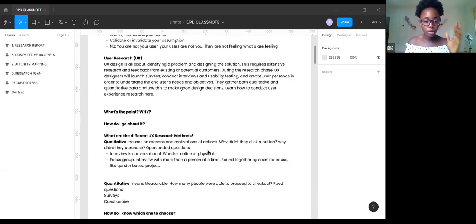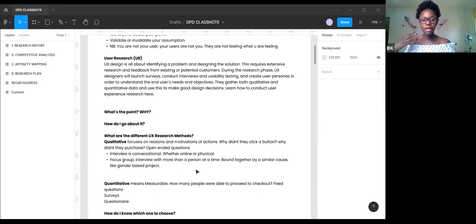That is qualitative research for you. The second one is focus group. So what's a focus group? A focus group is also like an interview, but it's not just one person. An example is if you're trying to solve a problem about gender, and you're focusing on the female gender, you could use a focus group. You could have 3 to 5 people seated, and you're interviewing them at the same time. That is a focus group. It's an interview with more than one person, and it is bound together with a similar cause.